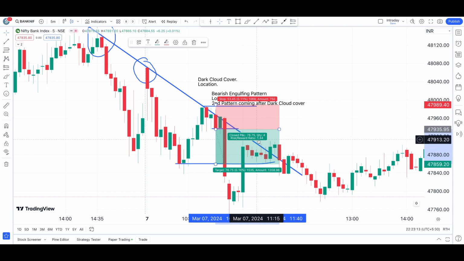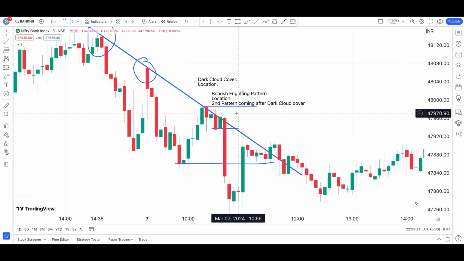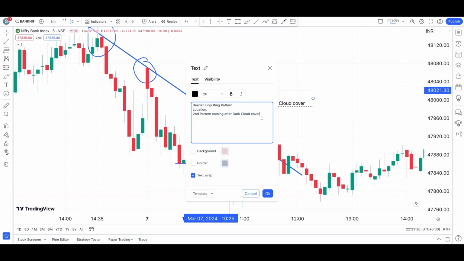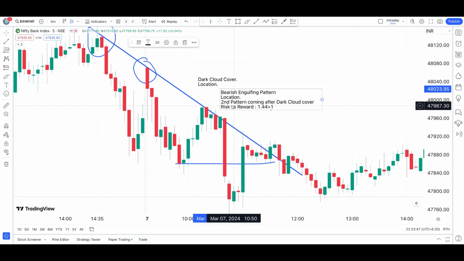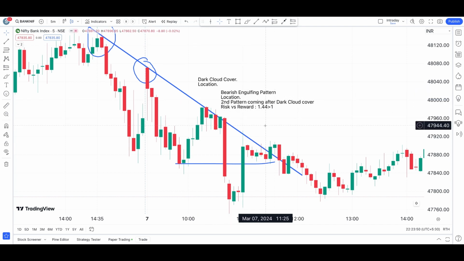Here it is 1.44, which means it is also adding to the fact that you have another reason to get into this trade, which is your risk versus reward ratio. How much is your risk versus reward this time? It is 1.44, which is greater than 1. So this is also adding to this bearish strength.